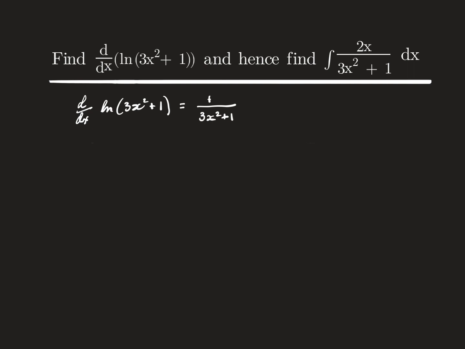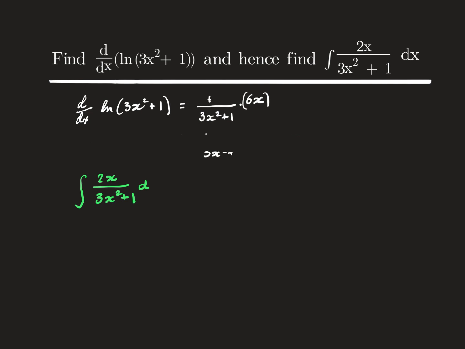Now we'll differentiate what's inside the brackets, and that's 6x. So we can tidy this up a little bit, and we just write this up as 6x over 3x² + 1. From here, we want to find out the integral of 2x over 3x² + 1 dx.